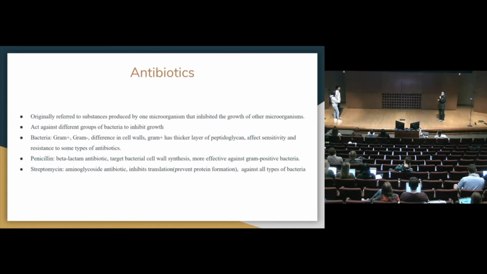The two different antibiotics we used during the lab are penicillin and streptomycin. Penicillin is a beta-lactam antibiotic, so it functions by targeting bacterial cell wall synthesis. Penicillin is more effective against gram-positive bacteria. And streptomycin is an aminoglycoside antibiotic, which functions by inhibiting translation, which prevents protein formation. And streptomycin is effective for all types of bacteria.